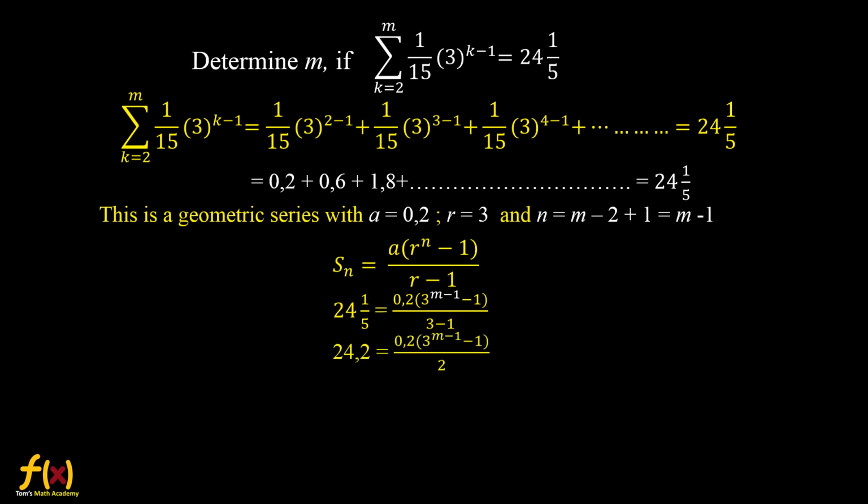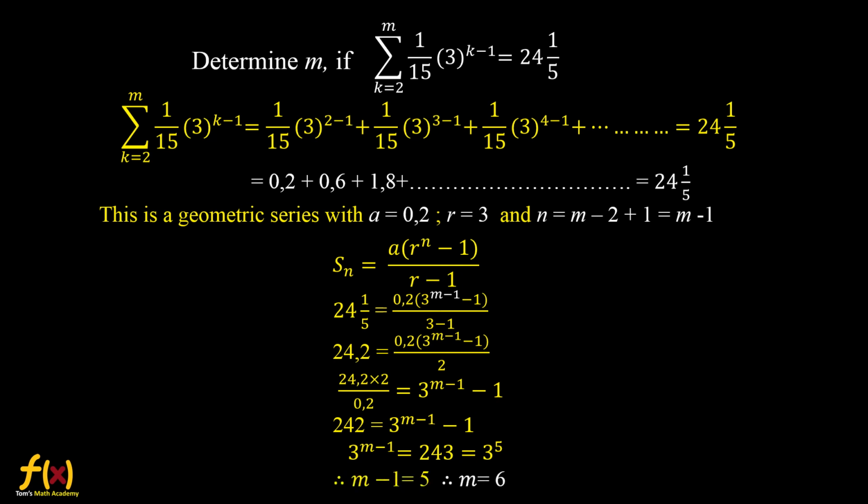24,2 is equal to... then we cross multiply and divide by 0,2, that gives us 3 to the power (m minus 1) minus 1. Simplify again, we get 242. Then 3 to the power (m minus 1) is 243, which can be written in powers of 3. That is 3 to the power 5. Therefore, m minus 1 equal to 5. Therefore, m equal to 6. That is our answer. A good question.